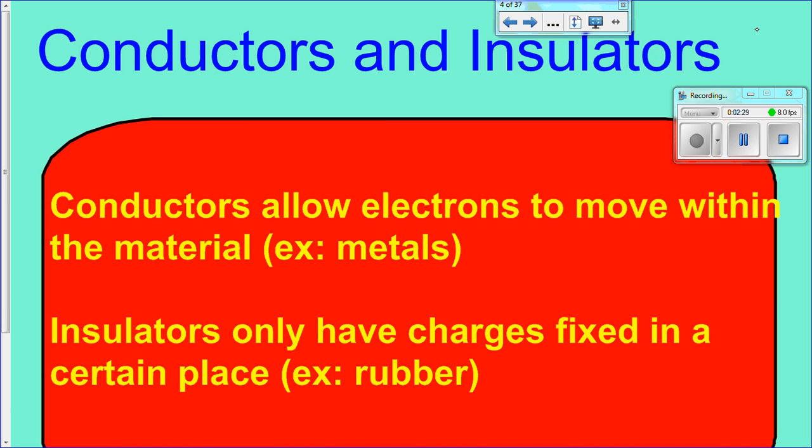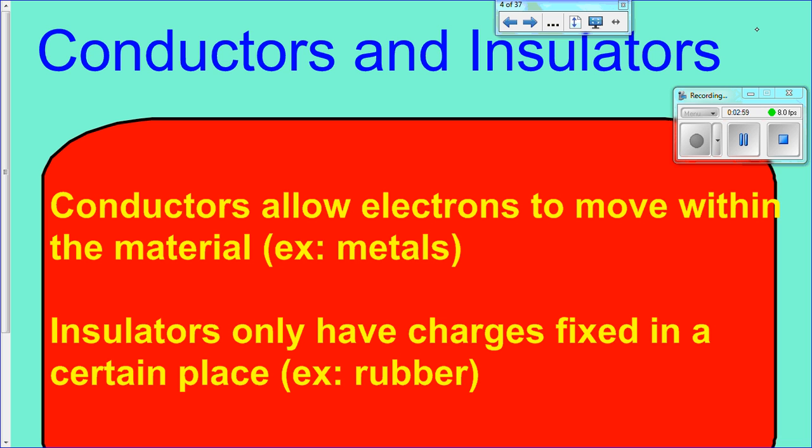An example of a conductor, and there are many examples, is metals. We use metals in our electricity in our houses, such as copper, because metals allow electrons to move. And if electrons can move, that's how charges get transferred. Insulators, on the other hand, only have charges in fixed places. So they do not allow electrons to move, but the material is very rigid. And so the electrons end up getting isolated in only one particular spot.